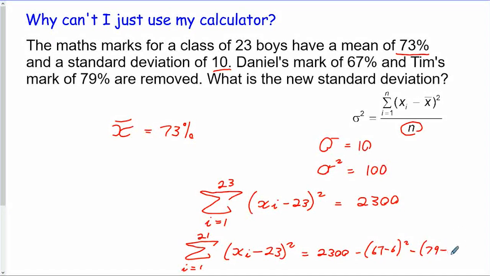So Daniel's mark is 67, minus the mean is 73, and 79 minus 73. This one comes to negative 6 squared, or 36, and this one comes to positive 6 squared. So we need to take, from 2300, we need to take 72 away, and that leaves us with 2281. Sorry, it doesn't at all. It leaves us with 2228. All right, 2228, but that I now need to divide by 21, the new value of n.